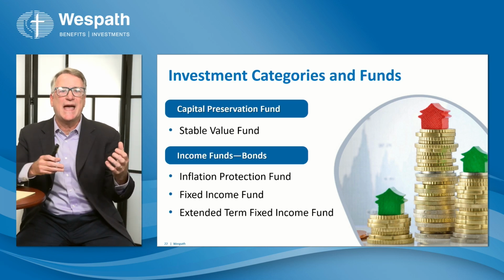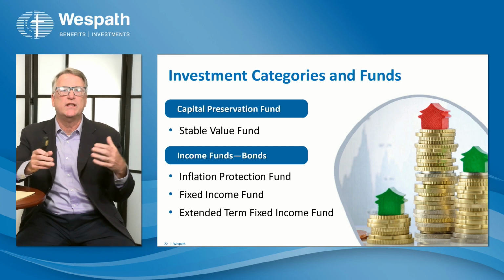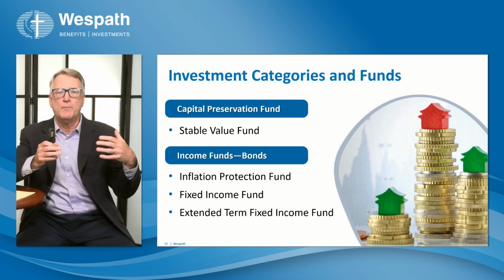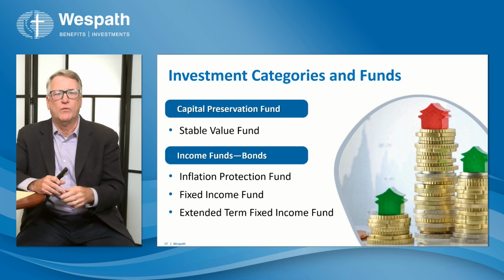So it's looking at the rate of inflation in the domestic economy and looking at the securities that we can purchase to help us, again, maintain that purchasing power over time. So that's really the goal of the income we're trying to derive from that fund.